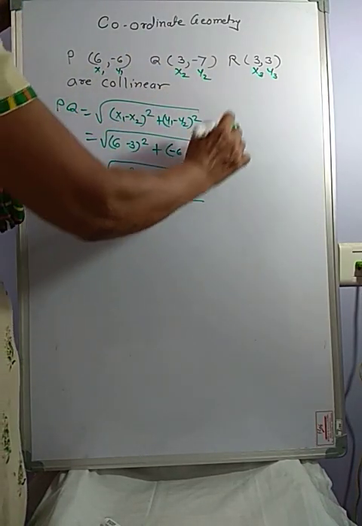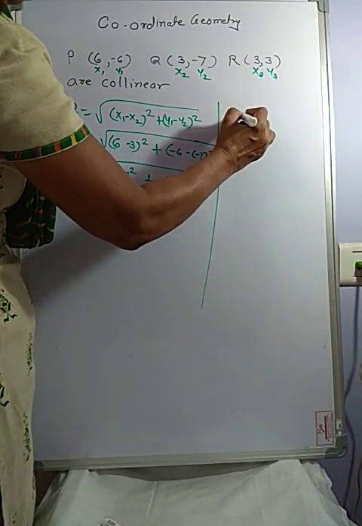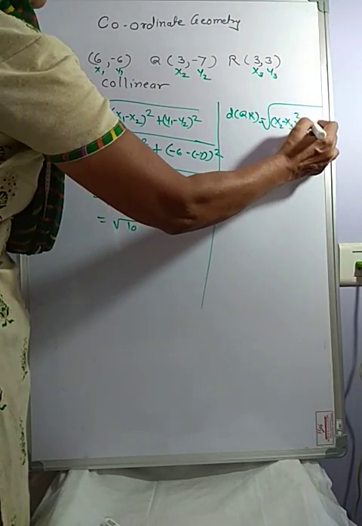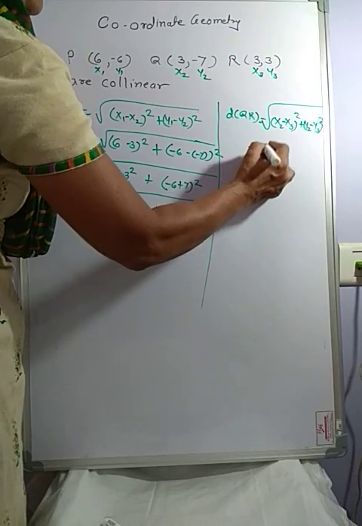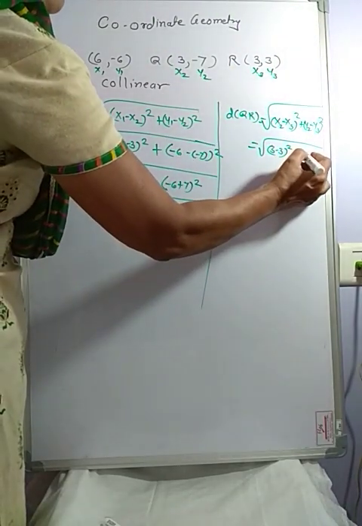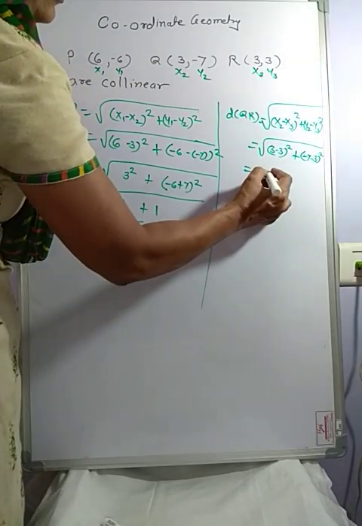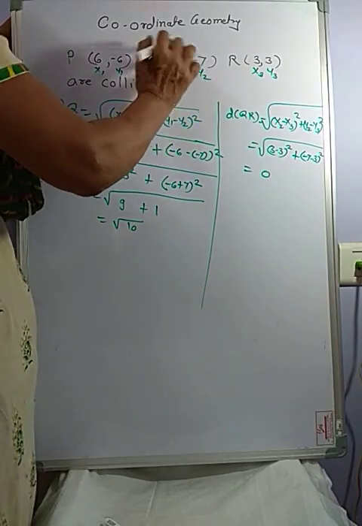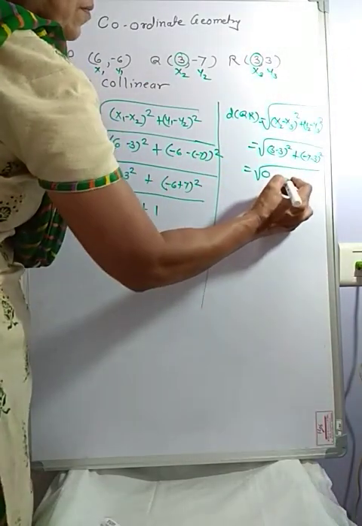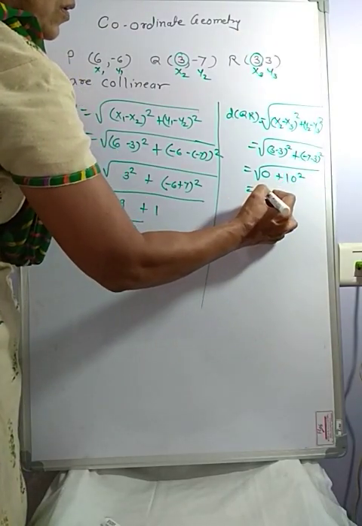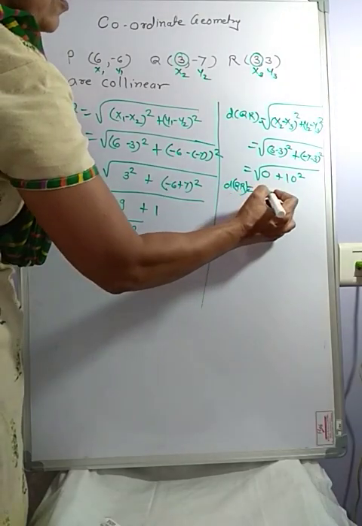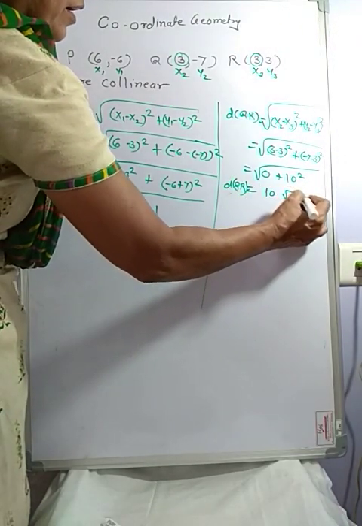What could be the second distance? Distance QR is equal to the square root of (x2 minus x3) square plus (y2 minus y3) square, which is equal to the square root of (3 minus 3) square plus (-7 minus 3) square. This is 0, and this can be directly done. The x-coordinates are the same, therefore the distance will be the modulus of -7 minus 3, that is, the square root of 0 plus 10 square. Distance QR is equal to 10, or the square root of 100.